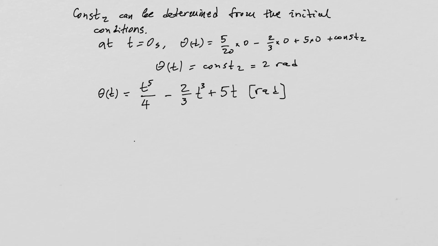So replacing everything in the expression for the position function, I get that theta of t is equal to t to the fifth power divided by 4 minus 2/3 t to the third power plus 5t. And here I need to add the value for the constant, and so finally that's plus 2 radians. So one more time, the position function is t to the fifth power divided by 4 minus 2/3 t to the third power plus 5t plus 2, and the units would be radians.